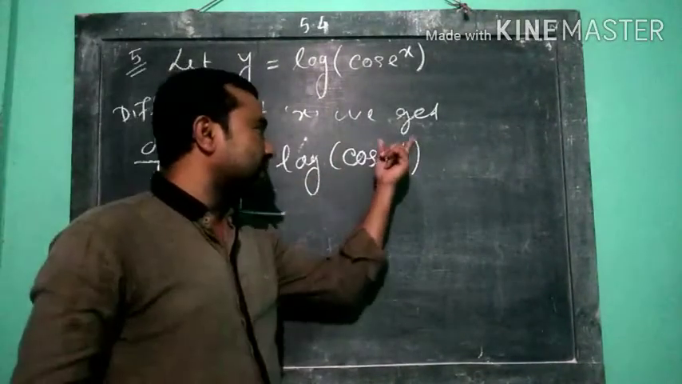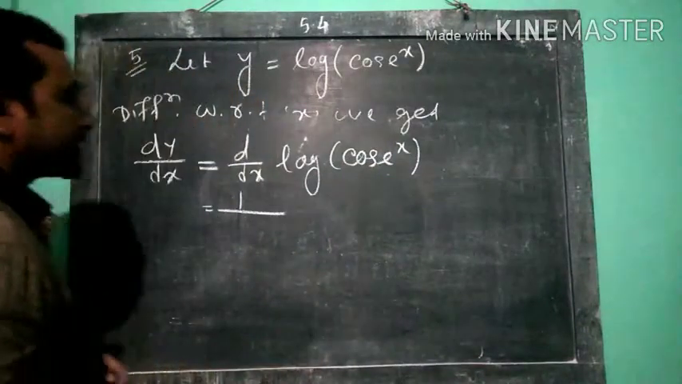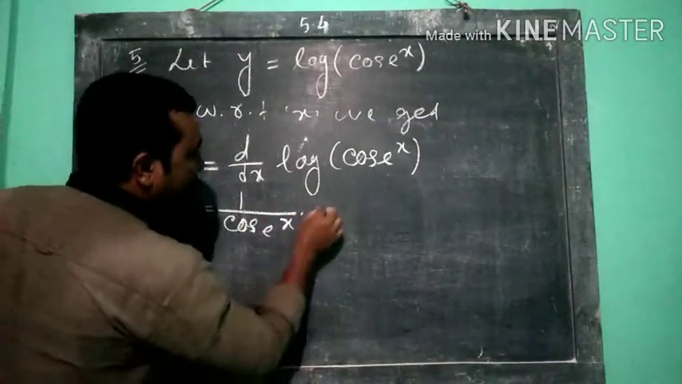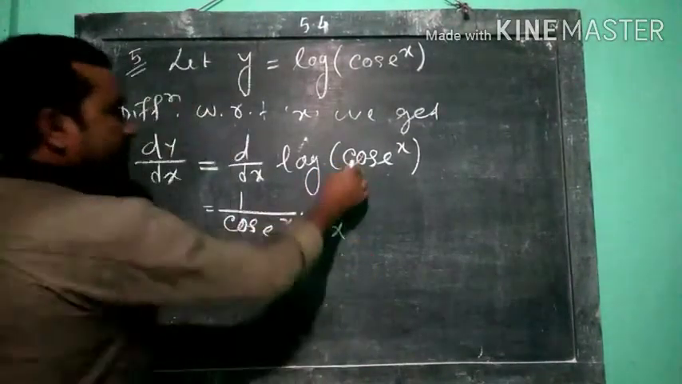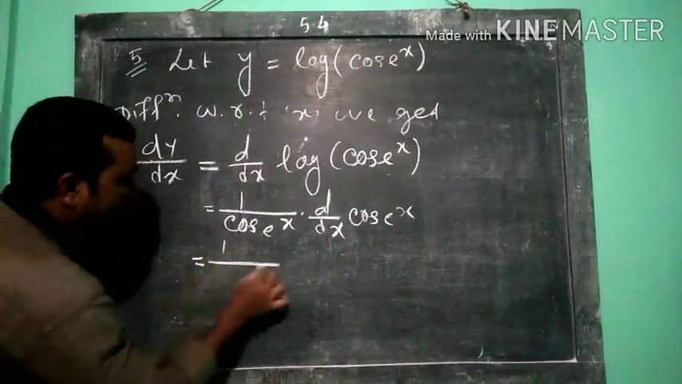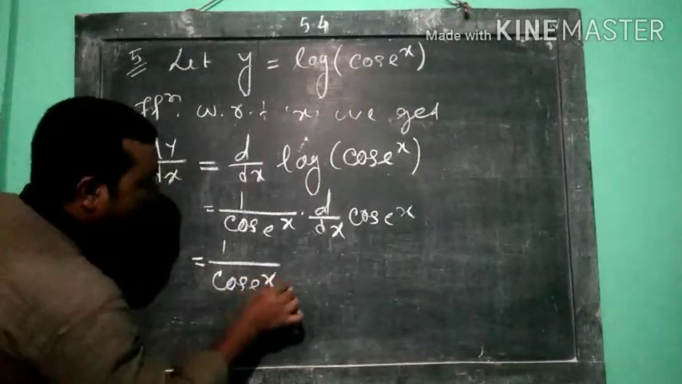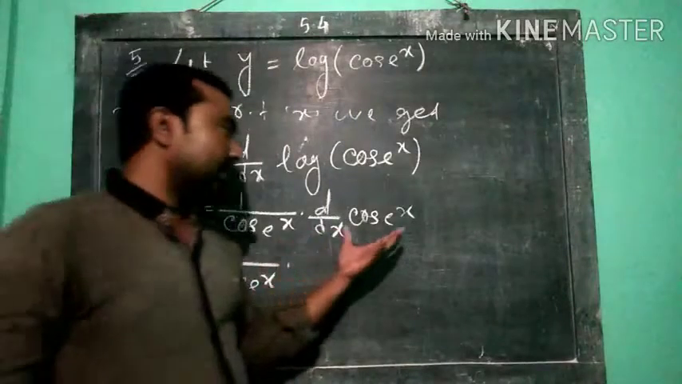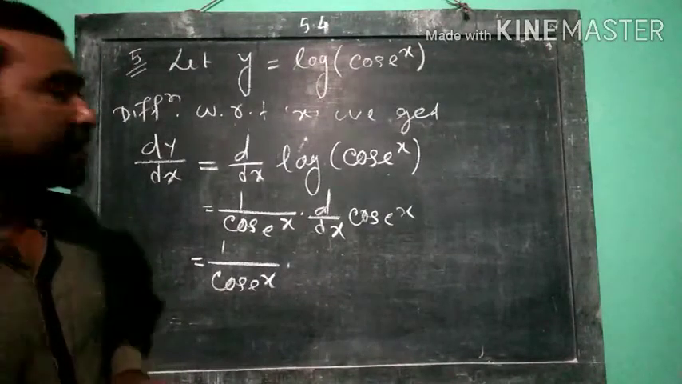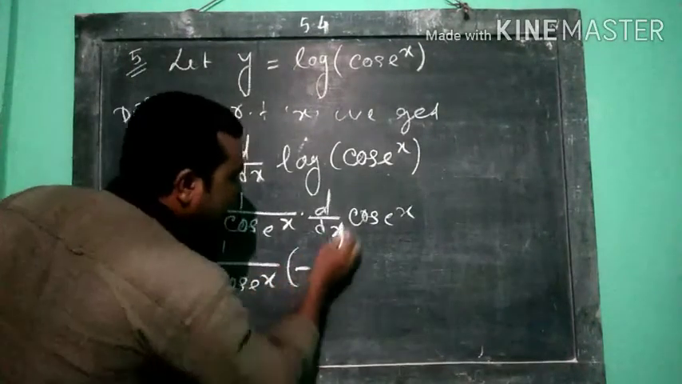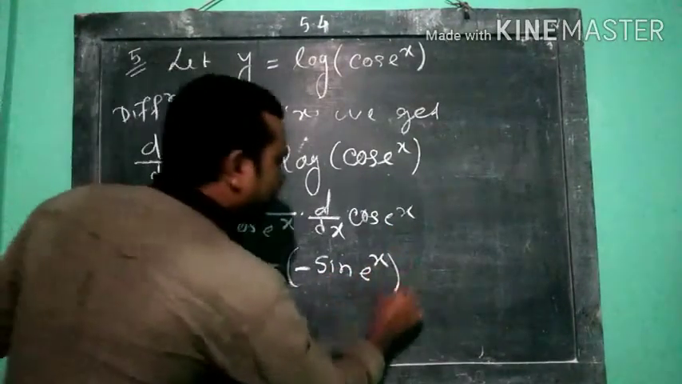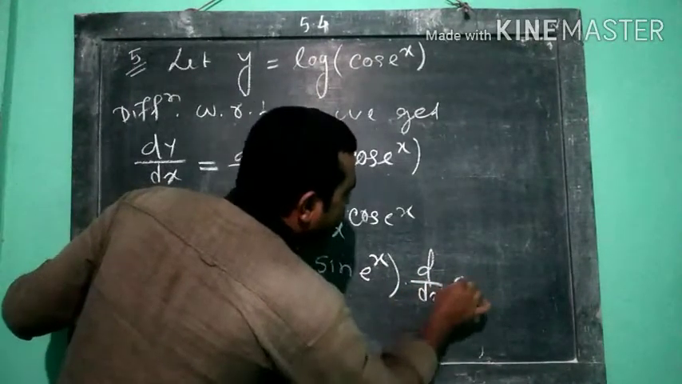Here, in log of x, this term is x. So 1 by x, where x is cos of e to the power x, into d/dx of cos of e to the power x. So this is equal to 1 by cos e to the power x into, we know d/dx of cos x equals minus sin x. So here minus sin of e to the power x into d/dx of e to the power x.